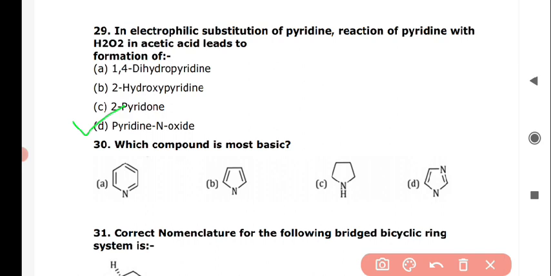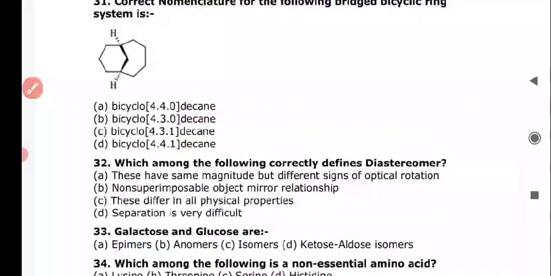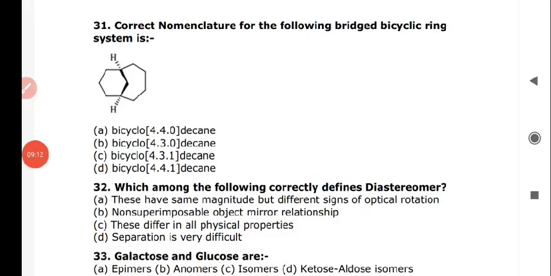Next question is which compound is most basic among these? And the correct answer is option C. Next question is correct nomenclature for the following bridged bicyclic ring system is, and the correct answer is option C, bicyclo 4,3,1 decane. Next question is which among the following correctly defines diastereomer?